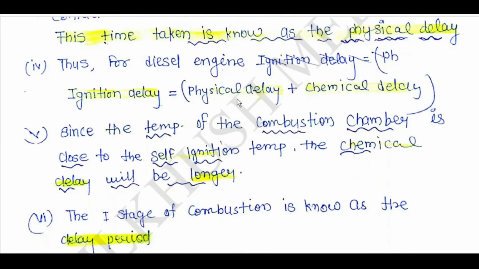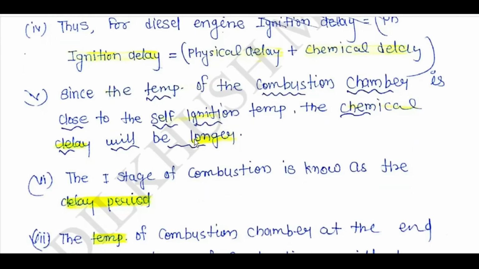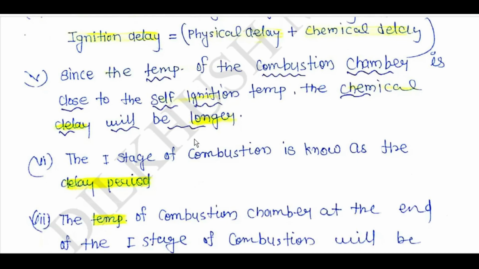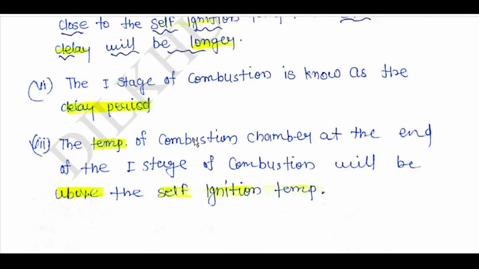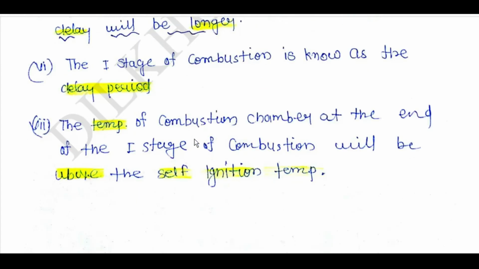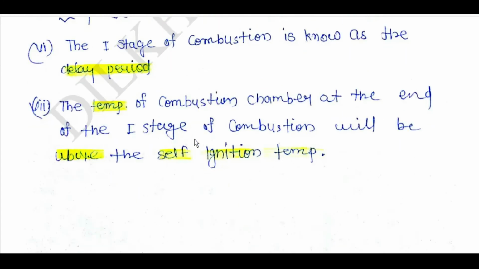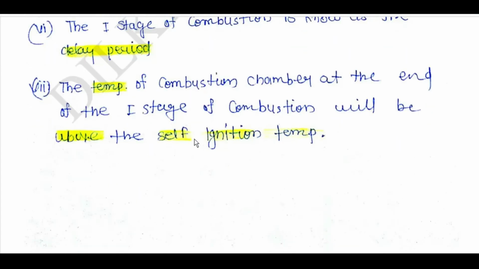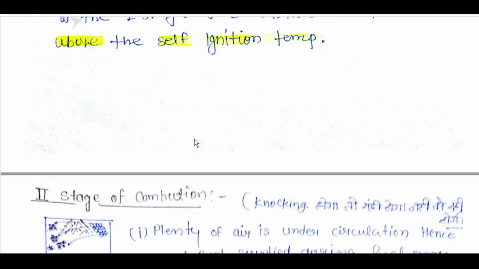Thus, for a diesel engine, ignition delay is equal to physical delay plus chemical delay. Since the temperature of the combustion chamber is close to the self-ignition temperature, the chemical delay will be longer. The first stage of combustion is known as the delay period. The temperature of the combustion chamber at the end of the first stage will be above the self-ignition temperature.